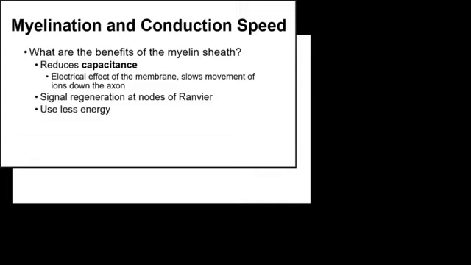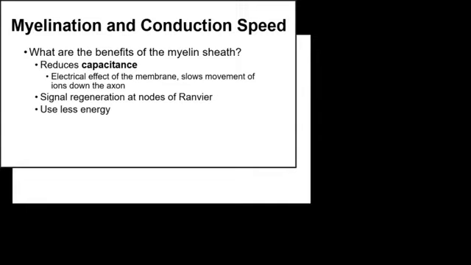All right. And so I've already kind of touched on these, but I wanted to summarize the benefits of the myelin sheath all in one place. So the first of these is the idea that it reduces capacitance. And capacitance is a fancy term for some electrical effect of the membrane that actually just slows down the movement of ions. So if we didn't have this myelin sheath, then we would have to have that action potential propagated at each point along the axon's length.